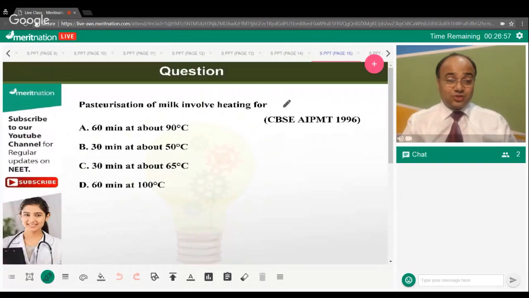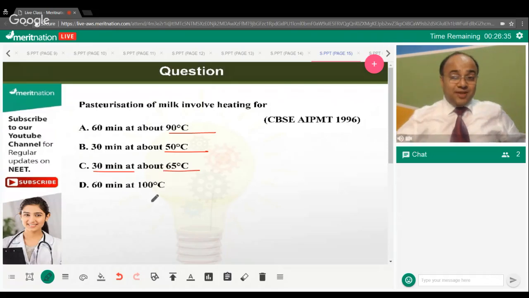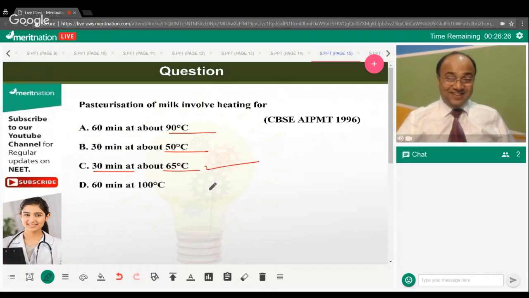And this question talks about the very process of pasteurization of milk, which involves heating milk for how much time at what temperature. So that is our question. Is it 60 minutes at 90 degrees Celsius, 30 minutes at 50 degrees Celsius, 30 minutes at 65 degrees Celsius, or 60 minutes at 100 degrees Celsius? Well, the correct answer is option C.